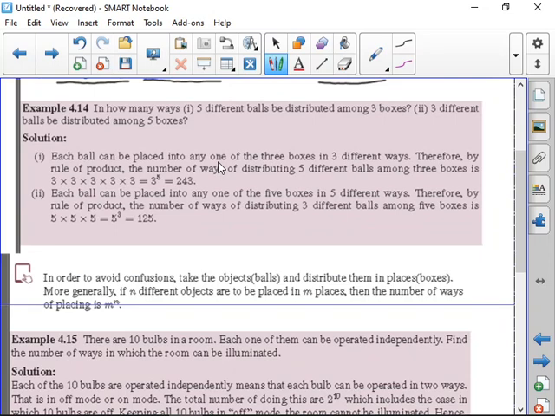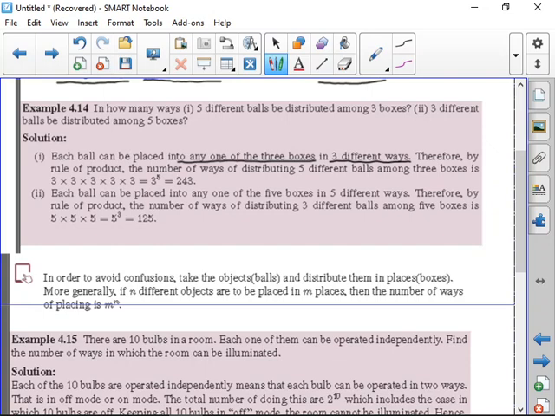In how many ways can 5 different balls be distributed among 3 boxes? And 3 different balls among 5 boxes? First case, 5 different balls. We have to place them in 3 different boxes. Each ball can be placed into any one of the 3 boxes, in 3 different ways.